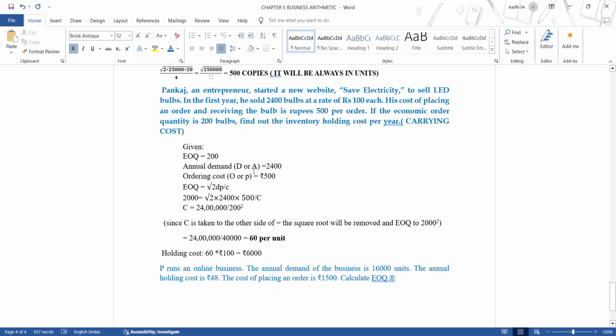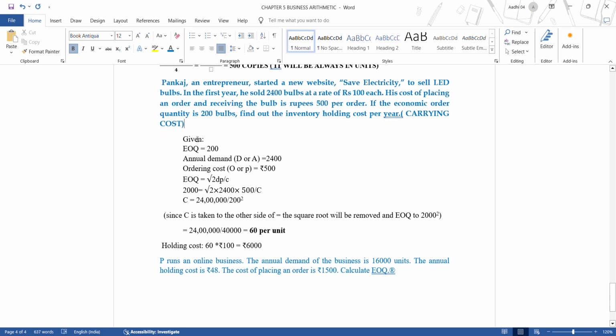So now first you have to list out what are the items given here. First thing you have to list is EOQ. EOQ is already given in the question, so that is 200. Annual demand is also given. He sold 2,400 in the first year, so that is your annual demand. Ordering cost is also given. The cost of placing an order is rupees 500. Now all you have to find is carrying cost.